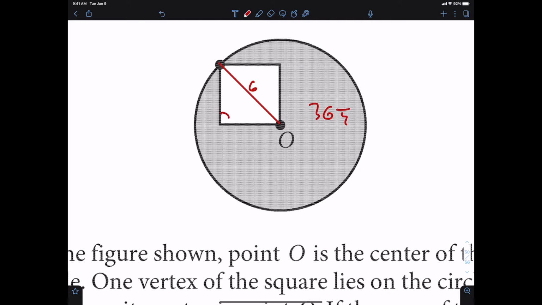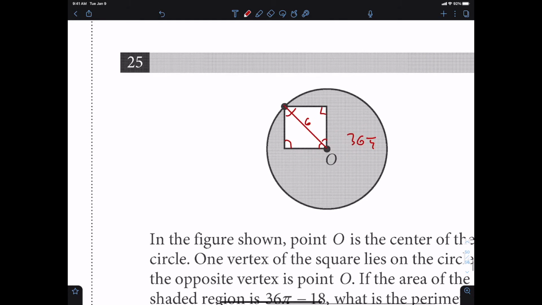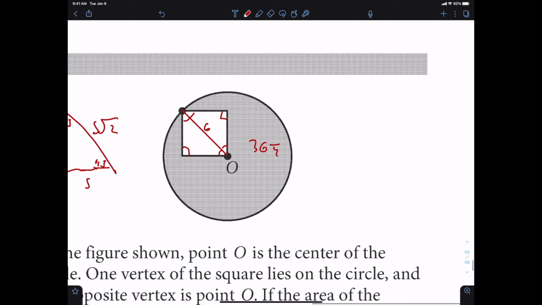And as we can see, we've created two 45, 45, 90 triangles. If you remember what a 45, 45, 90 triangle looks like, it looks a little bit like this. This is a 90. This is a 45, 45. This is going to be S, S, and this side right here is S root 2. In this case, our S root 2 is 6. So let's set those equal to each other. 6 is equal to S root 2. Let's divide by root 2.